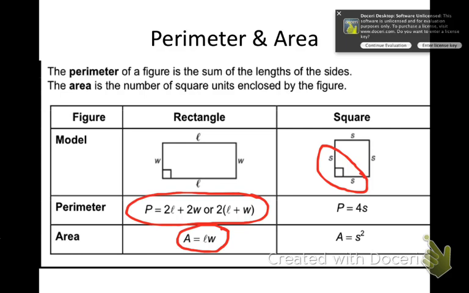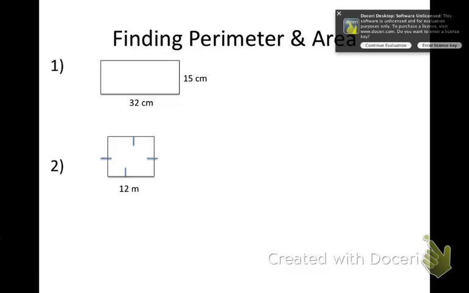Again, if you take length times width, you get the same answer, the same thing as taking side times side. So do realize that for the square, you can use the rectangle formula and get the same exact answer. All right, so let's work through this here. Number 1, I have a rectangle. I want to find both the perimeter and the area.